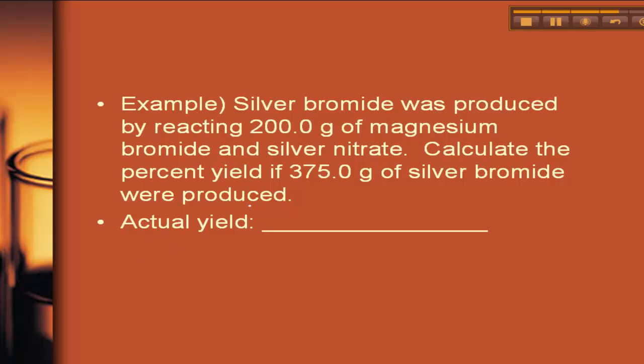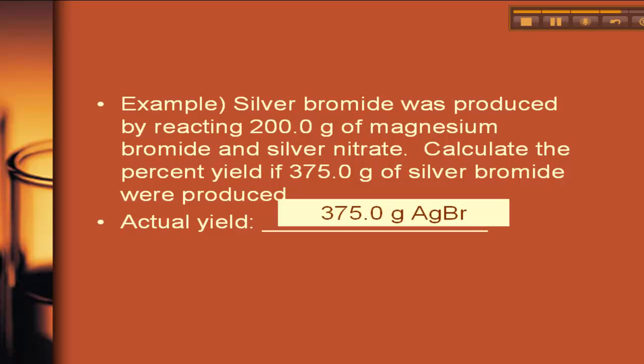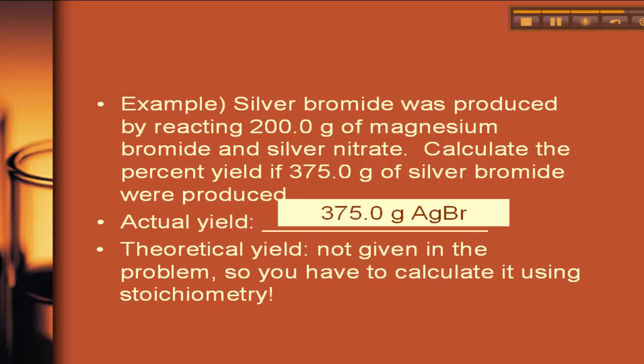So if we actually went into the lab and did this experiment, we would get 375 grams of silver bromide according to our problem. Now the theoretical yield is not given, because this says 200 grams of magnesium bromide, and you can't compare magnesium bromide to silver bromide. So we are going to have to calculate it doing our stoichiometry.